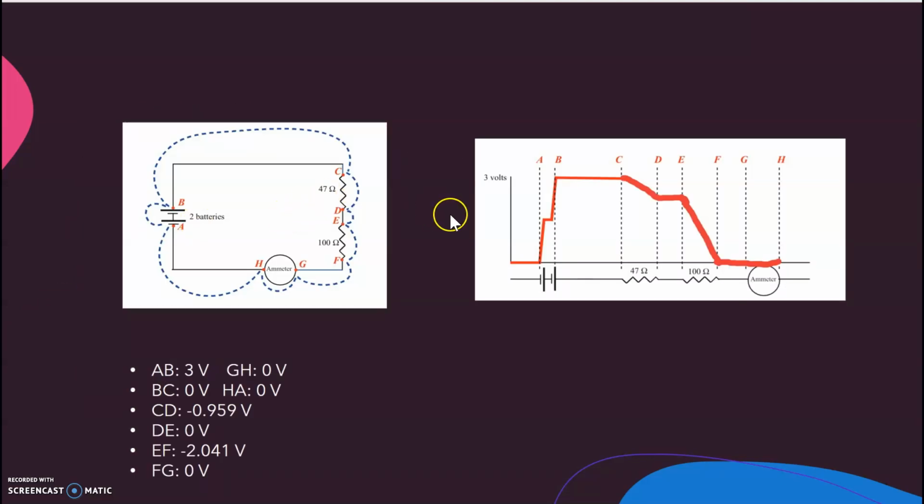So, plotting the voltage with respect to location from the EMF, we can see that from A through B, the voltage change is 3. B through C is 0. When encountering the resistors, it decreases from C to D, stays the same from D to E, and then decreases again from E to F, and remains 0 from F back to A.